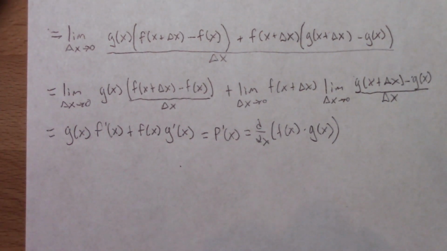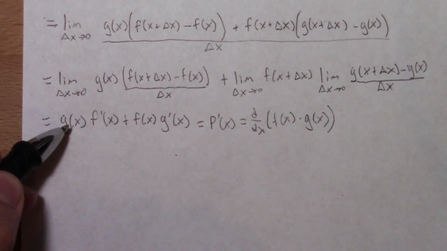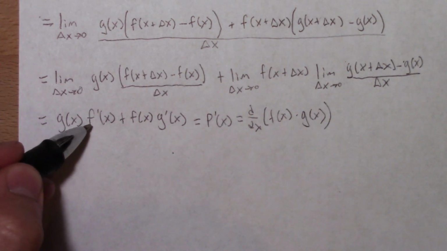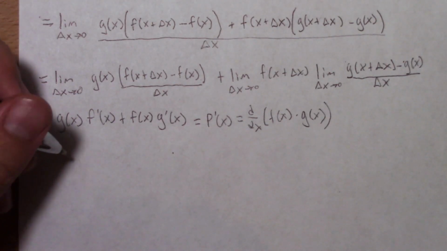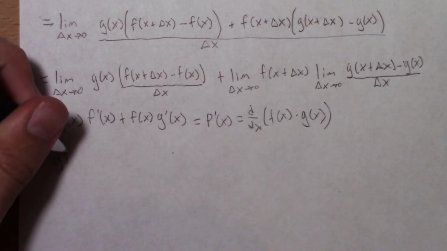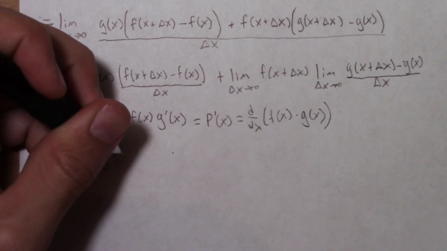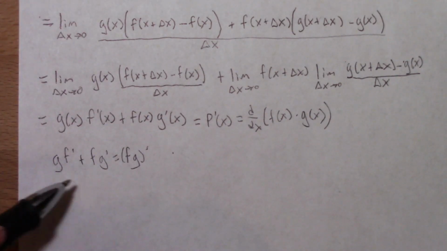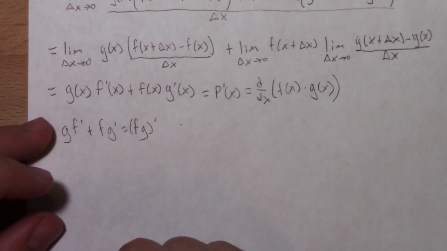Okay, now going forward, I'm going to stop explicitly writing the dependent variables, so I'll just be writing g, f, and so on. They'll just be implicitly functions of x. Okay, so we have g f prime plus f g prime equals f g prime. Maybe that's abusive notation, but whatever. This is what we just got right here. And let's see what we can get from there.